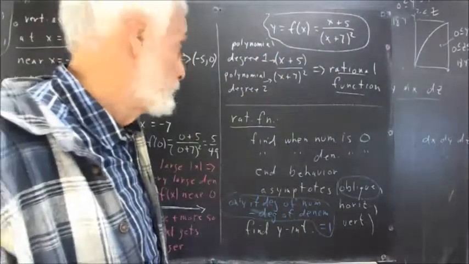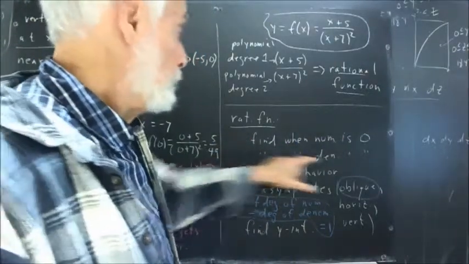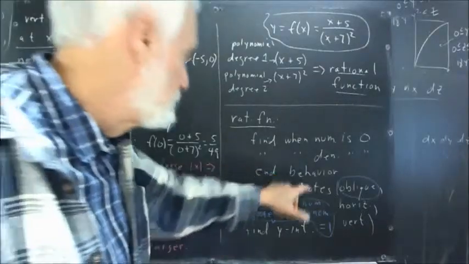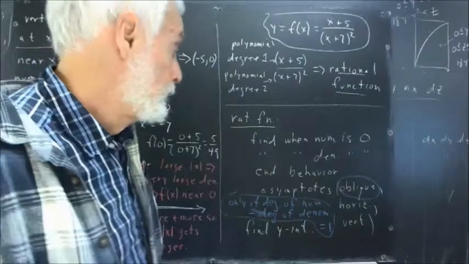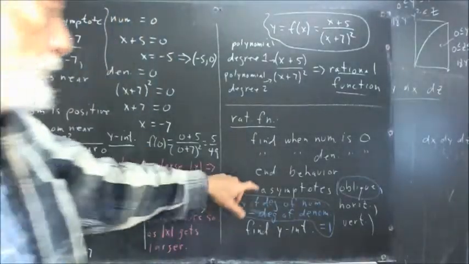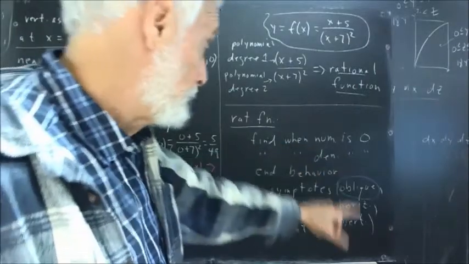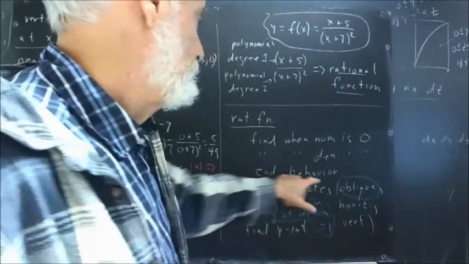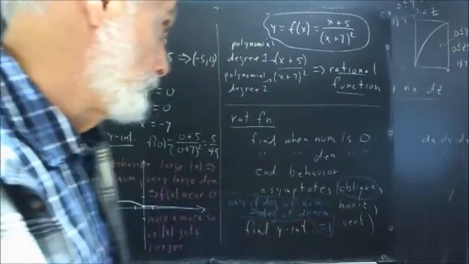In analyzing a rational function, we ask the obvious questions. When's the numerator 0? When is the denominator 0? We check the end behavior. What happens if x gets very large in the positive or negative direction? Okay, we find asymptotes. Now, we find vertical asymptotes when the denominator is 0. We find horizontal asymptotes when we find the end behavior. If there are horizontal asymptotes, it'll come out in the end behavior.